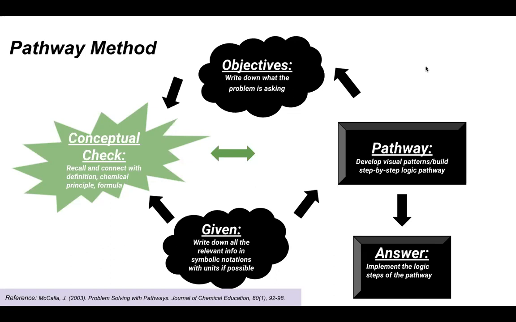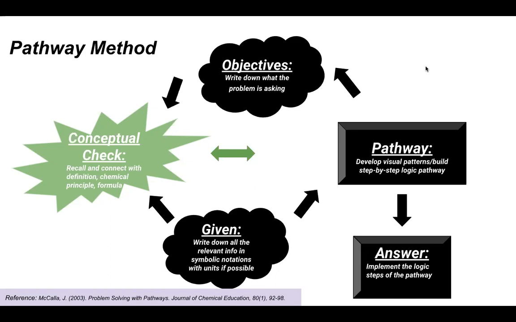I'm a second-year chemistry major here at CSUN, and today I'll be explaining the pathway method. The pathway method has 5 components. The first component is objectives. So when you encounter a chemistry problem, you're going to write down what the problem is asking you to find.